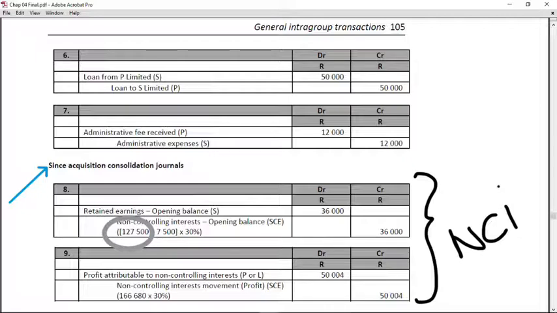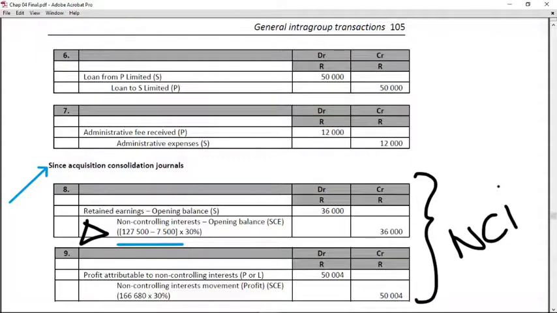But you have to realize that the 127,500 Rand includes the at-acquisition amount of 7,500, which gets eliminated. So you have to deduct that 7,500 to be left with the movement in the retained earnings since acquisition date that's allowed to be in the group. And this is not a recipe that we study. Why do we deduct the 7,500?